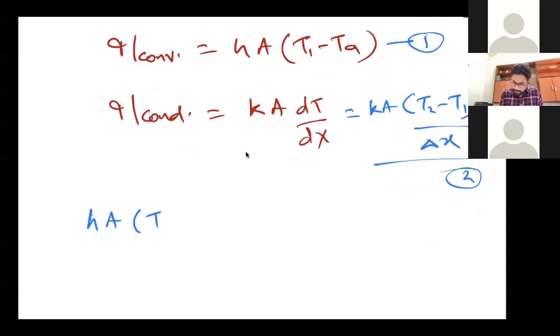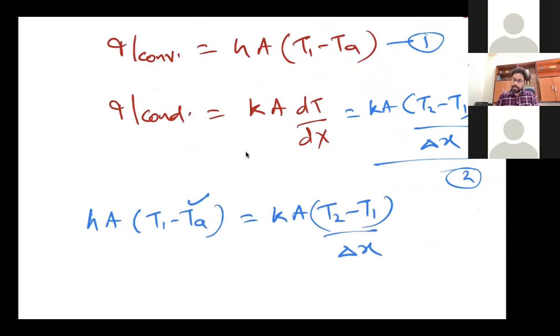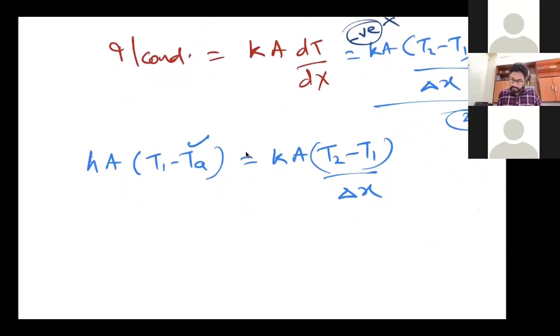h A T1 minus T air. So T air is known, that's 20 degrees Celsius. We don't know T1. T1 is something we need to calculate. This is equal to k A T2 minus T1 over delta x. And now I got rid of the negative term, so don't be confused with that. There was this negative term which I got rid of because I did T2 minus T1. If I did T1 minus T2, then I would have to put the negative term.